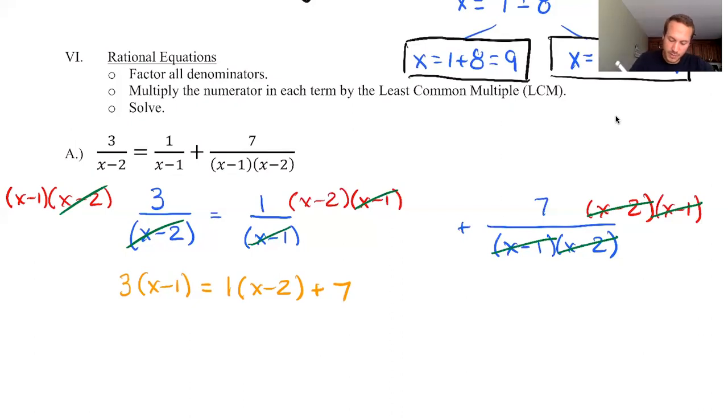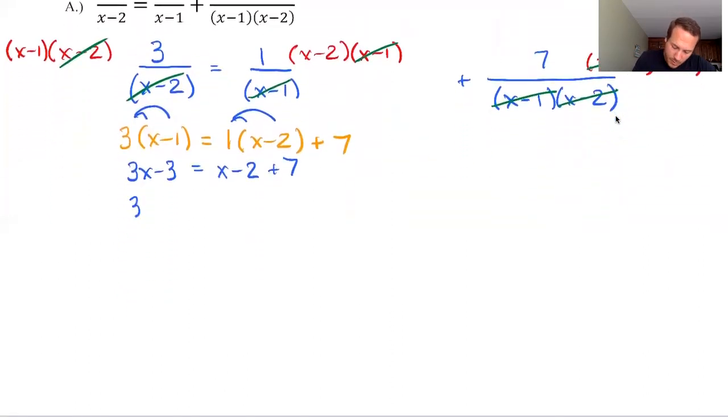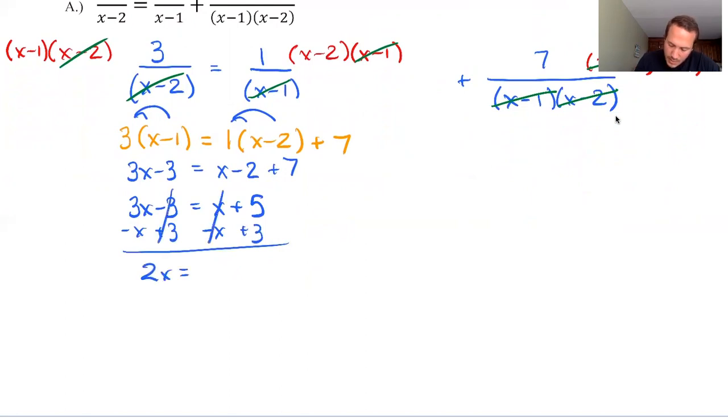From here, it's just a matter of solving whatever is left. This is going to give me 3x minus 3 is equal to x minus 2 plus 7. I'm going to be left with 3x minus 3 is equal to x plus 5. This turns into one of those first degree equations that we did in the other lesson. I like to get my variables on the left, so I'm going to move this x, and I'll move this 3. I'm going to get 2x, that cancels, is equal to 8. Divide both by 2, and I get x is equal to 4.